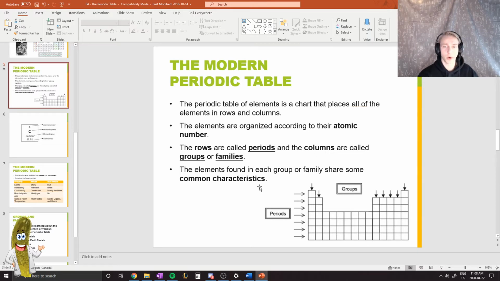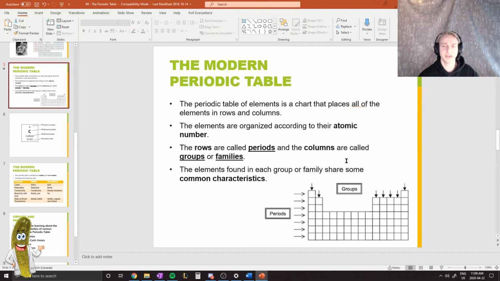All of the rows are called periods. So when you're looking horizontally across the periodic table, those are called periods. All of the columns, those are called groups or families. And most importantly, the groups tell more information than the families do.